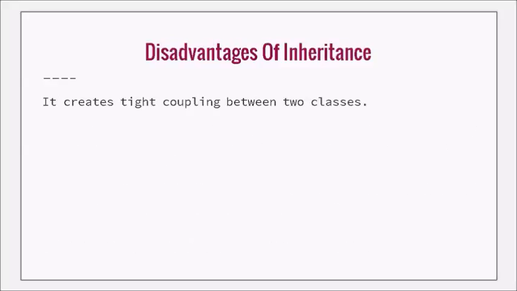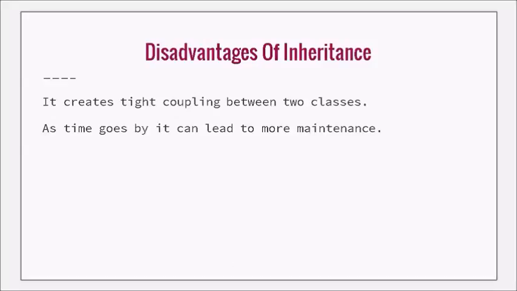Now let's see some of the disadvantages of inheritance. One of the most common disadvantages is that it creates tight coupling between two classes. That means two classes become too dependent on each other, and whenever any of those classes change, it can affect the other class. Usually design principles say that you should go for loose coupling so that any change in any one class does not affect the other class, but inheritance creates tight coupling between two classes. That is the major problem with inheritance.